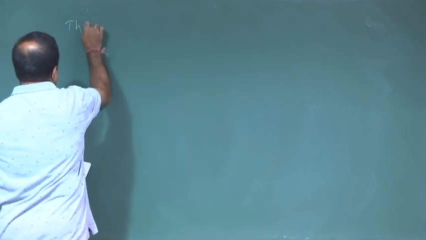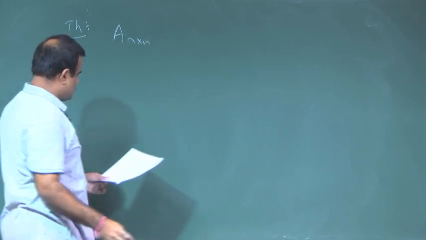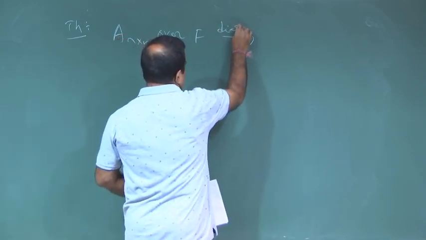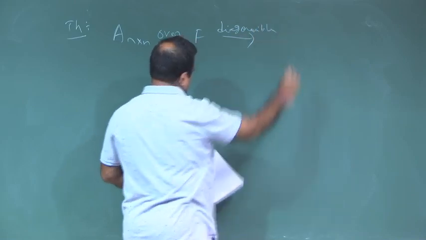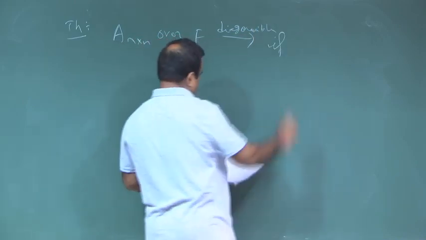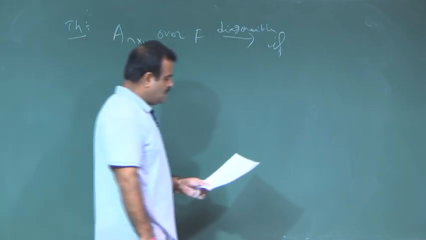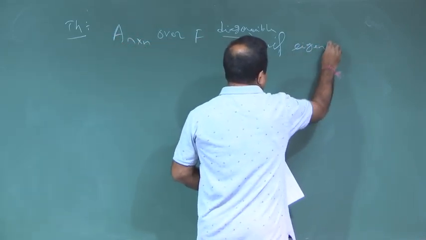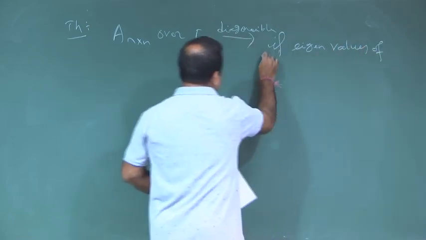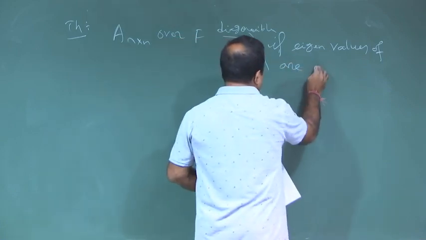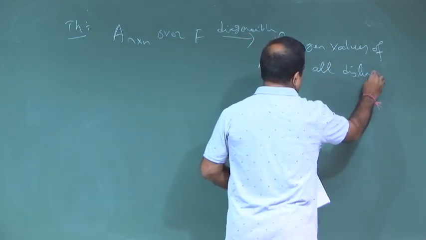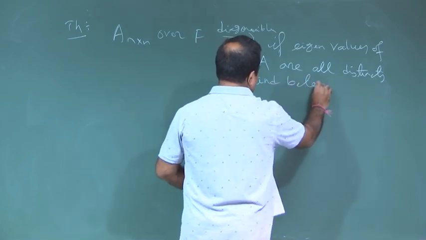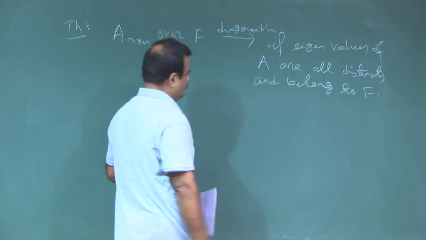Another theorem says: A is a matrix over a field F, then it is diagonalizable if the eigenvalues of A are all distinct and belong to the field F. This is a sufficient condition, not a necessary condition.